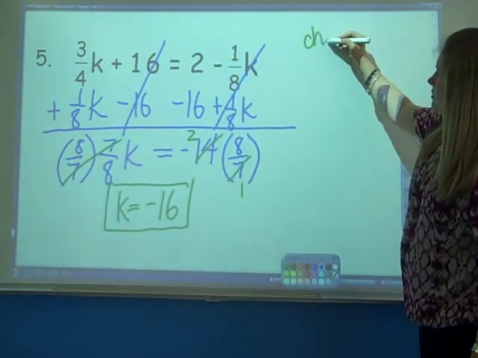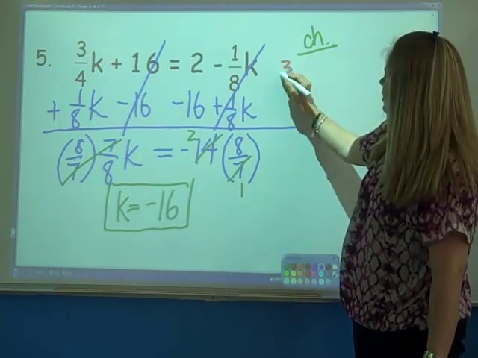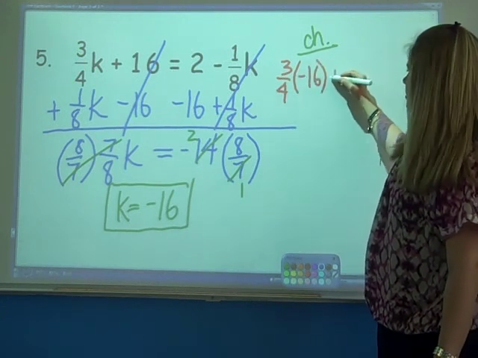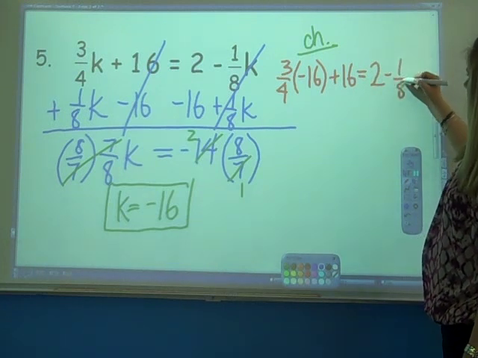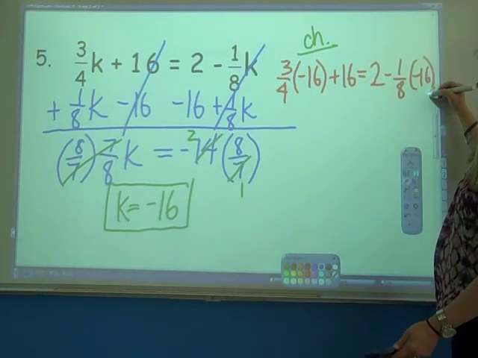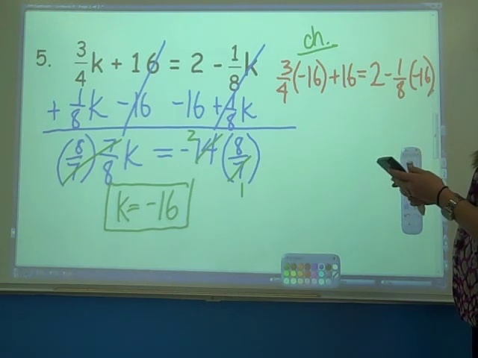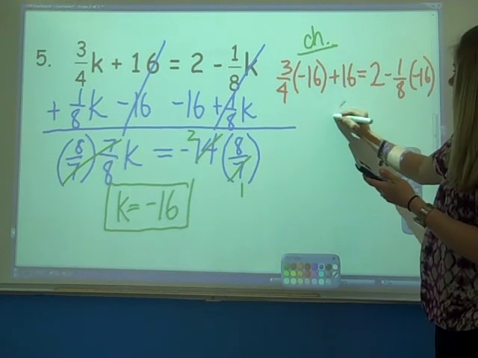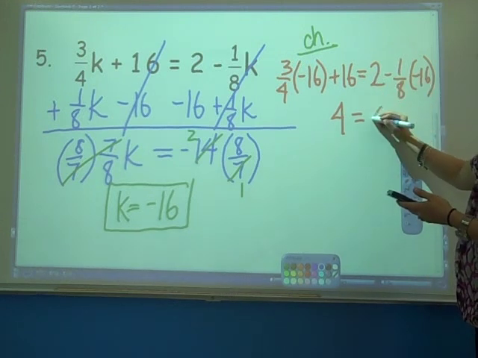To do my check, put it in a different color. We have 3/4 times k, which is negative 16, plus 16, is supposed to equal 2 minus 1/8 times negative 16. So we have 4 times negative 16 plus 16 is 4. This would be 2, yeah, 2 plus 2 is 4.